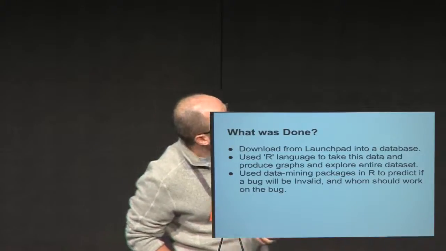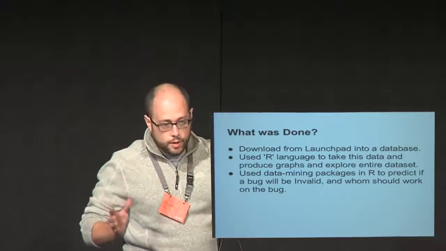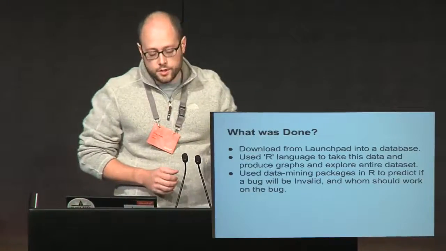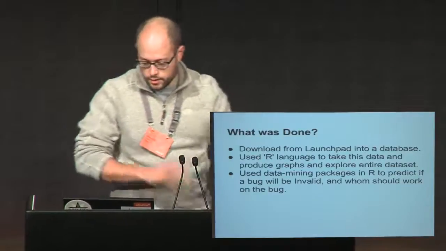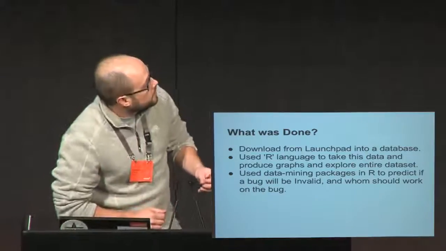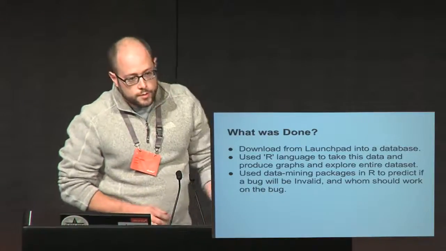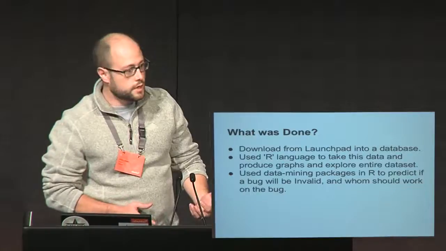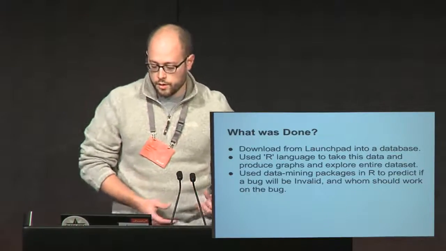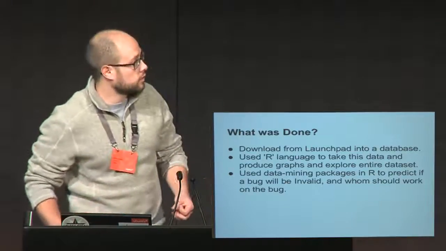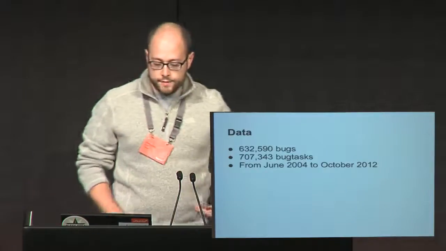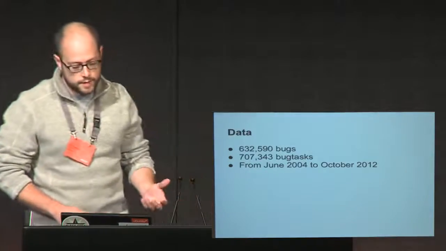So what was done was that I downloaded all of the public Ubuntu bugs and put them into a database. Then I used a programming language called R, which is a GPL language, to produce graphs and explore the entire data set. Then I actually used data mining techniques to predict certain features. The two features that I chose for my report were predicting if a bug will be invalid based on the inputs, and predicting whom should work on the bug based on historical data, who's been assigned to those bugs and fixed them.